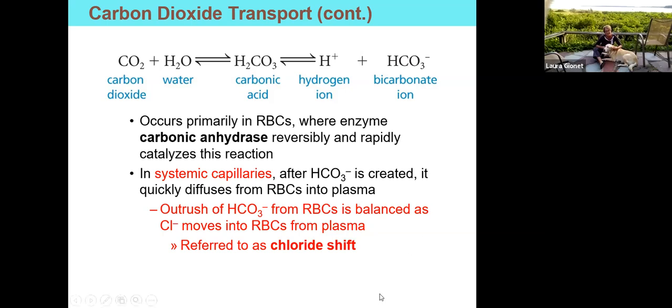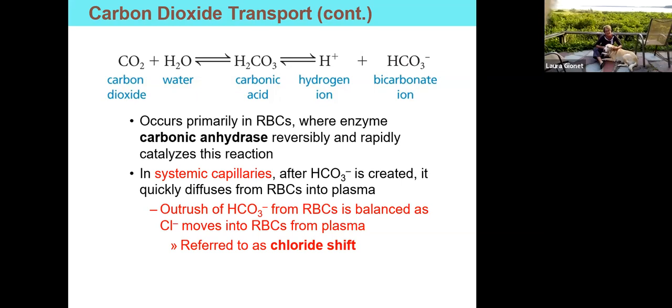In systemic capillaries, after bicarbonate is created, it quickly diffuses from the red blood cells into the plasma. So when this is occurring in the red blood cells, when the bicarbonate reaches certain levels and starts to increase, it's going to diffuse from inside the red blood cell out into the plasma. But to do so, it needs to have a chloride ion, which also has a negative charge, swap places with it into the red blood cell. And that's what we call the chloride shift. If bicarbonate is increasing in the red blood cell, it will diffuse out and chloride will enter.